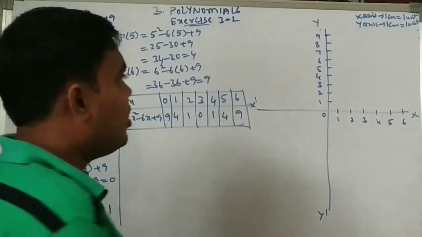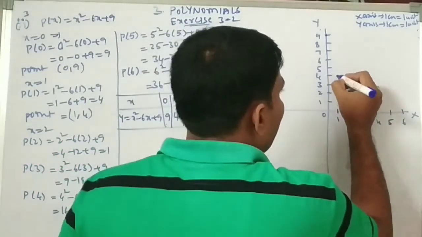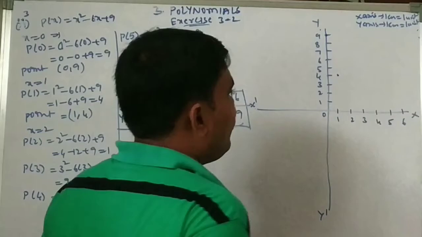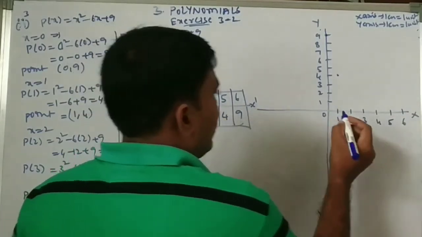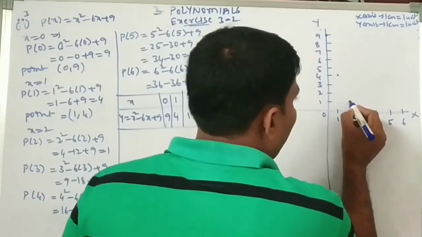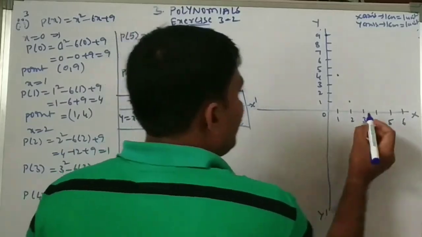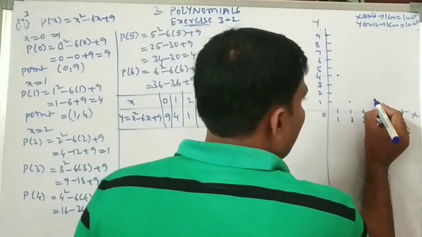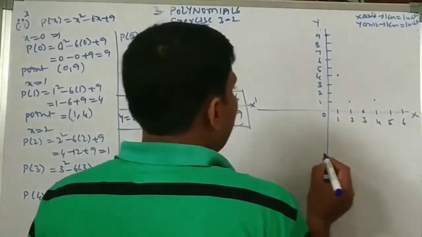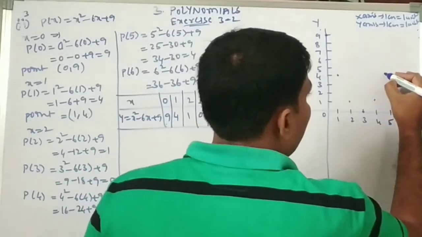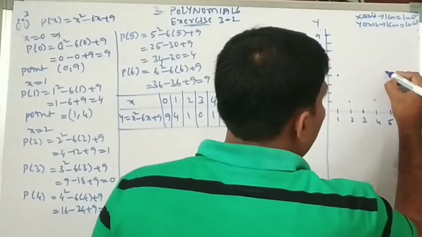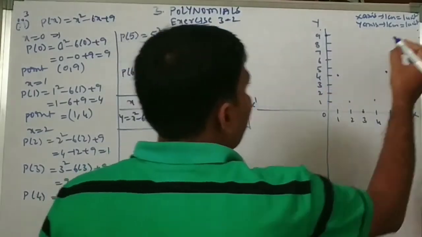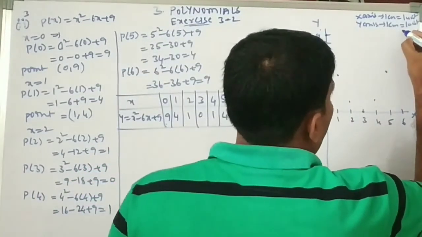Next 1, 4. This is 1, 4. Next 2, 1. Next 3, 0. Next 4, 1. Next 5, 4. Next 6, 9.